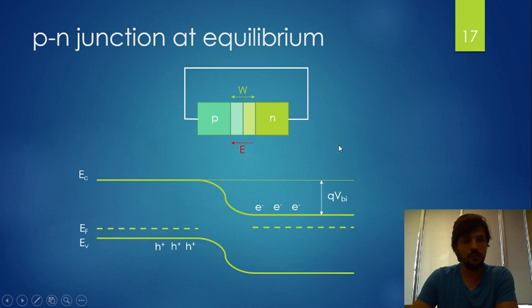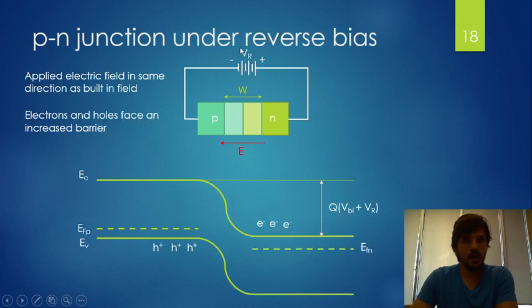Now, if we apply a reverse bias, and reverse bias is defined such that we add an applied electric field in the same direction as the built-in potential field. What we'll see is we'll increase the built-in potential, and we'll still have lots of electrons here, lots of holes here. And the depletion region is going to increase in size.